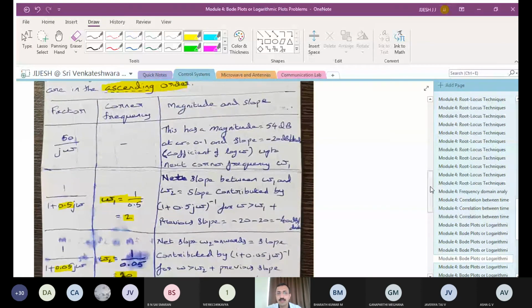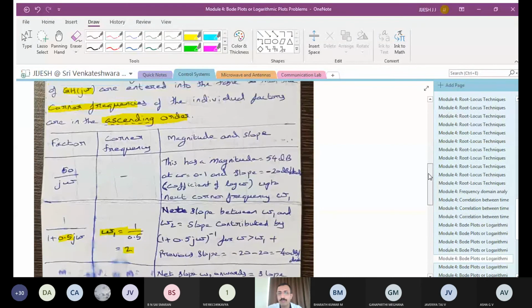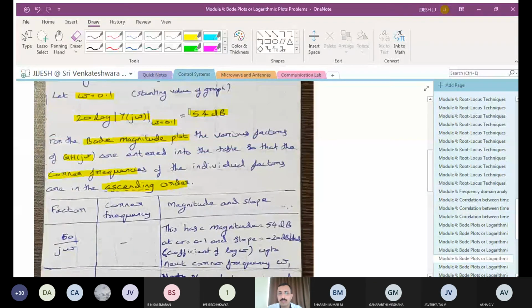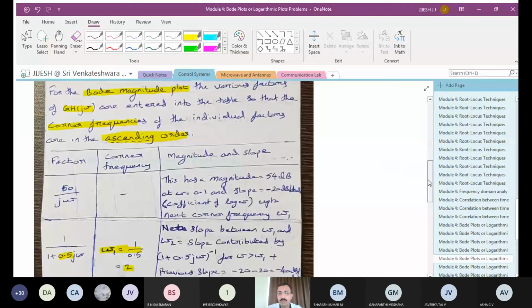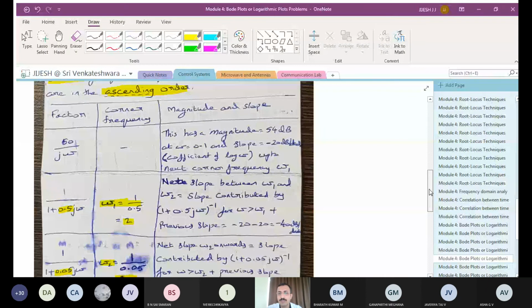Now first thing, you have to draw this table, and you have factor, corner frequency, magnitude and slope. So you have to go with this factor, corner frequency and magnitude and slope. So this is the magnitude. What you get here, 50 by j omega, you got it as 54 dB, just now we have done it. So you have to first fill this table and then go for the plot.